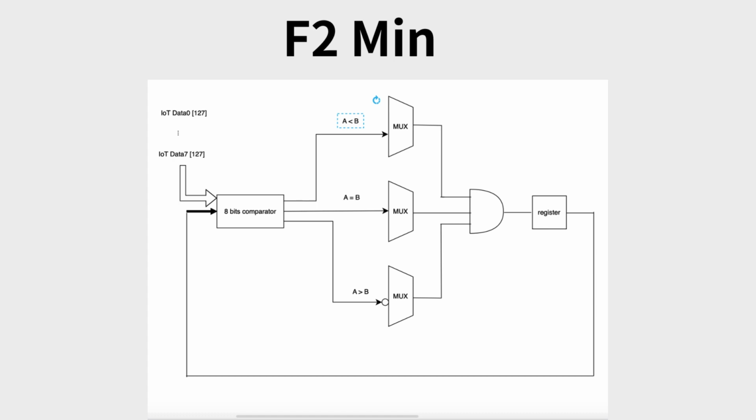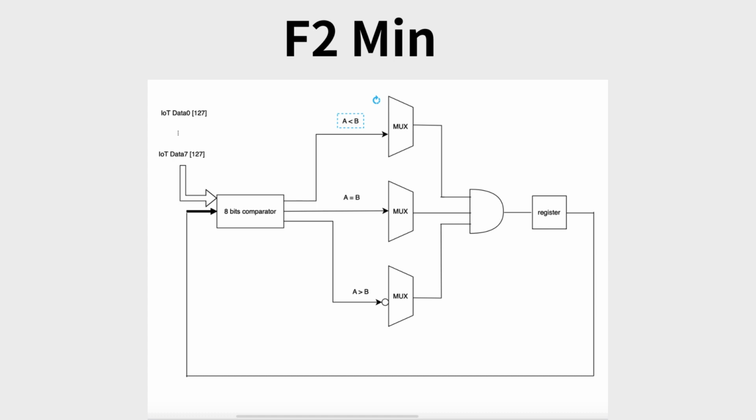Now I'll talk about the second function, minimum. The second function is finding the minimum of 8 inputs. We use a similar method as before. We also compare the leftmost 8 bits of the first one and the second one by a comparator, and the only difference is that we add the additional NOT gate after the A larger than B case.